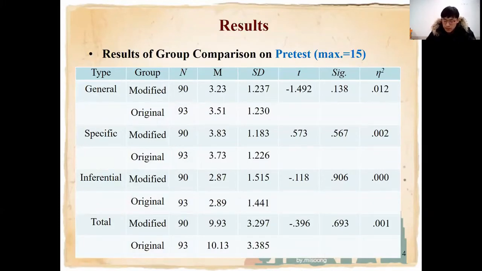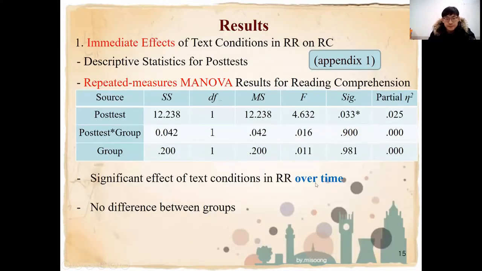First, let's take a look at the results of the pretest. Both groups did not show any significant differences in all 3 types of reading comprehension: general, specific, and inferential. So they are homogeneous. For immediate effects, I used repeated measures MANOVA, and here's the result. There was a significant effect of text conditions over time. However, there's no difference between groups, and no interaction was found between the 2 variables.